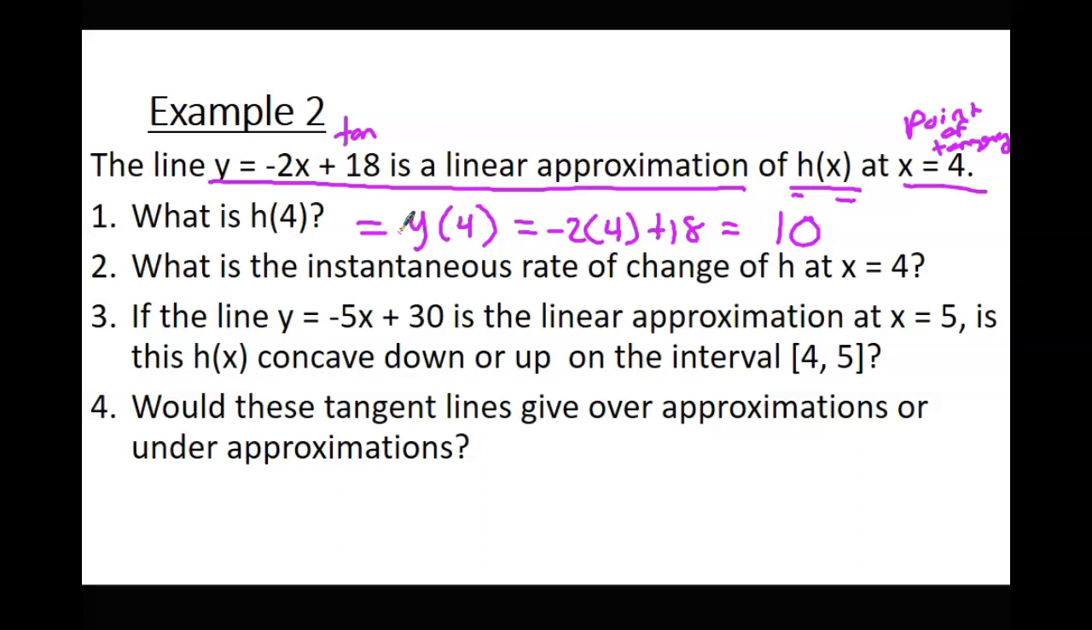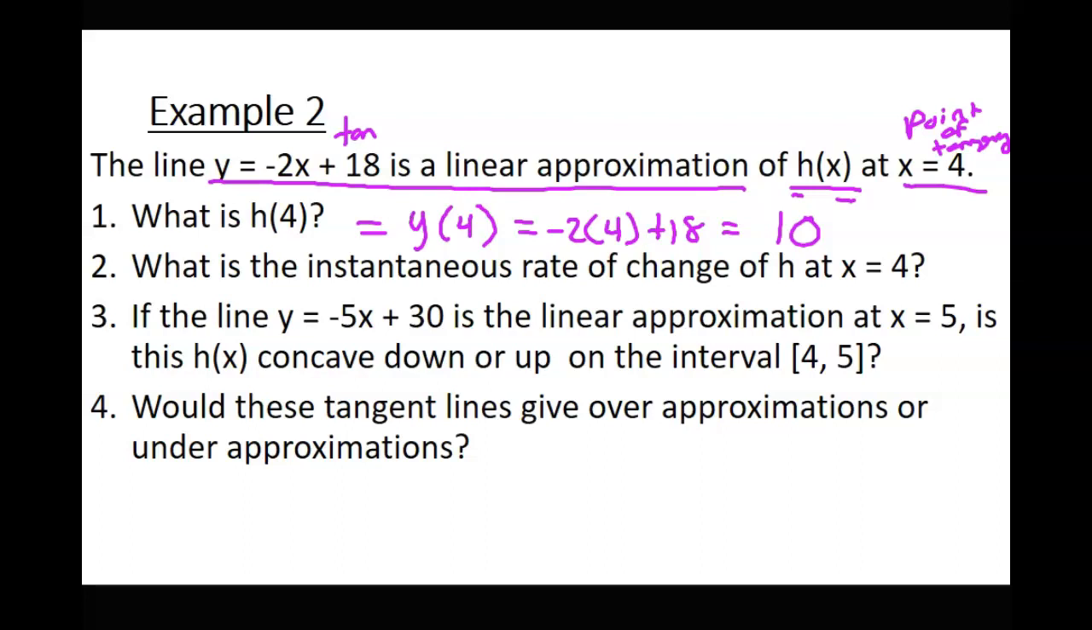A lot of this is just in the language. Number 2 is really just another language question. What is the instantaneous rate of change at x equals 4? The key to answering this is understanding what instantaneous rate of change means. So what is meant by the phrase instantaneous rate of change? Slope. Good. It's the slope. So what is the slope at 4? Negative 2.